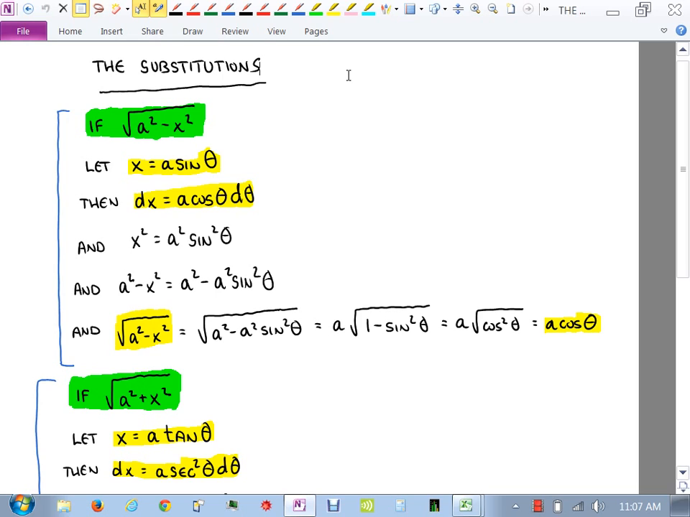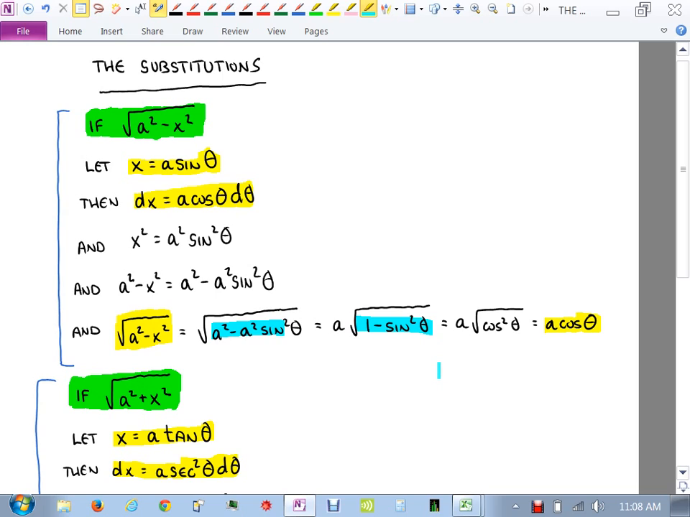What I'm trying to do is get it to look like what's up there in the green: a squared, take away the x squared. That's a squared, take away this. Do y'all see it? Now, what's the square root of that? And from here, what did I do to get to that next line? From here to here, I factored a squared out of both terms, and then I took the square root of a squared, which is a on the outside. What's still left in there is 1 minus sine squared theta, but 1 minus sine squared theta is cosine squared theta.